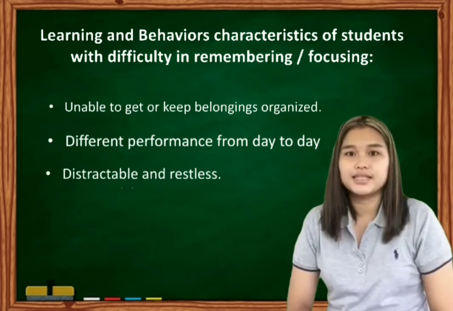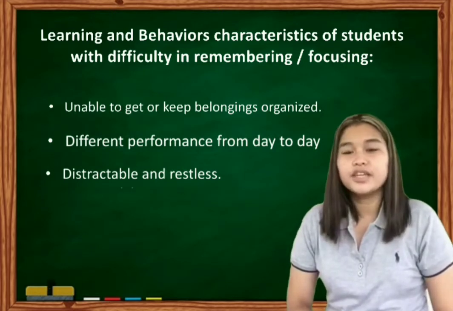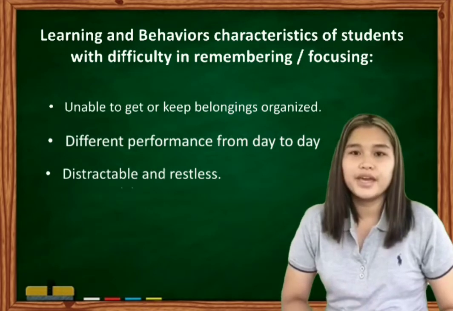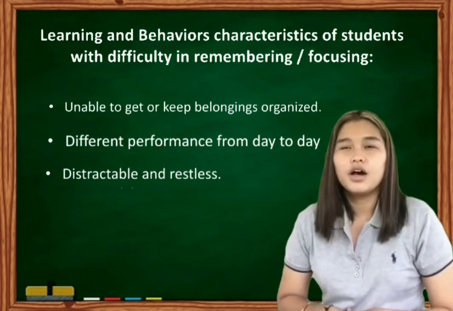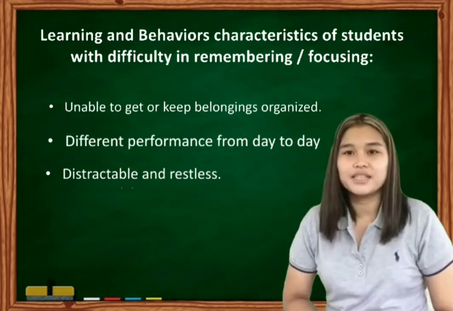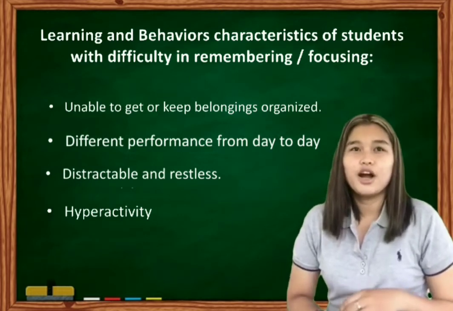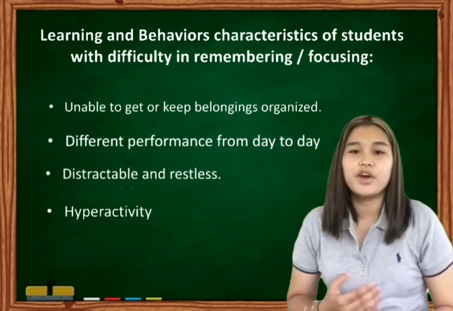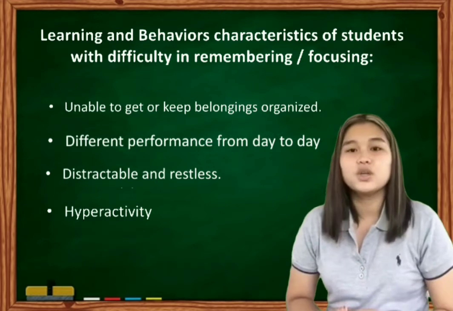distractible and restless. So there are children that are restless. They're very active. They keep on playing. They keep on roaming around. They keep on talking to their classmates or even their playmates. Next, hyperactivity. It is the same as restless. They are very hyper. They keep on roaming. They keep on playing. They are so active.